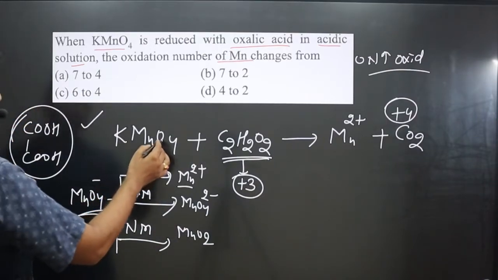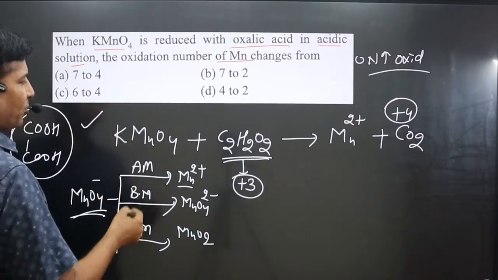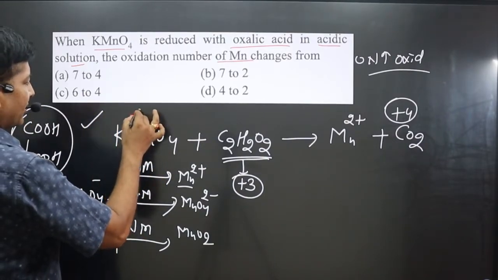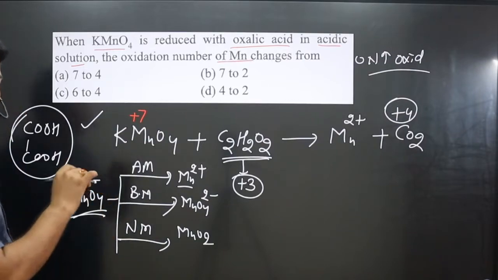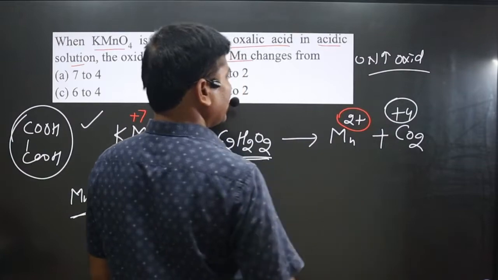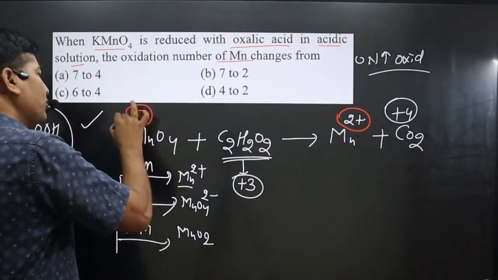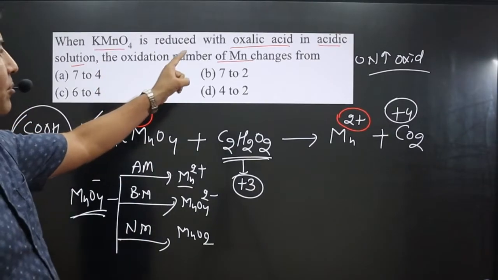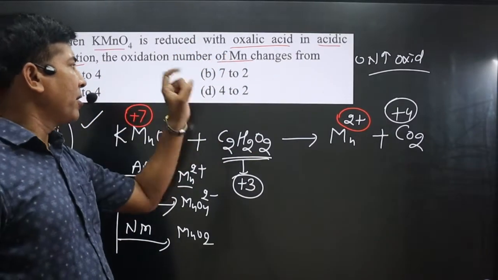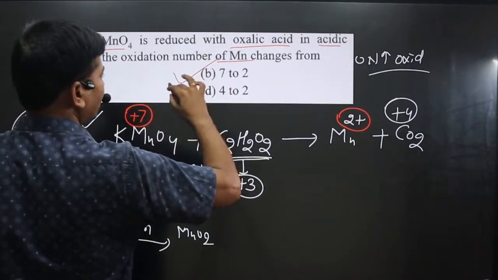Pay attention here. 4 times 2 is 8. Each oxygen is -2, and potassium is +1. So we got +7. Manganese is present in +7 oxidation number. On the other side, manganese is present in +2 oxidation number. So +7 to +2. You can see the oxidation number of manganese changes from +7 to +2. We got option B. Option B is correct.